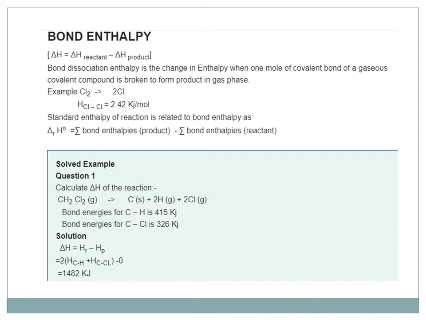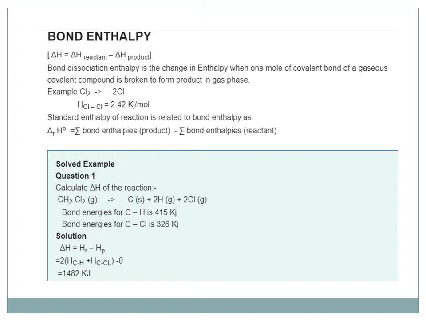Bond enthalpy, as we have discussed earlier, delta H is equal to delta H of reactants minus delta H of products. Bond dissociation enthalpy is the change in enthalpy when 1 mole of covalent bond of a gaseous covalent compound is broken to form products in the gas phase. For example, Cl2 changes to its atomic form Cl, and for the HCl bond, this enthalpy of breaking of bond is 2.42 kJ per mole.